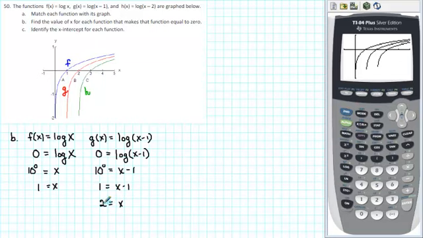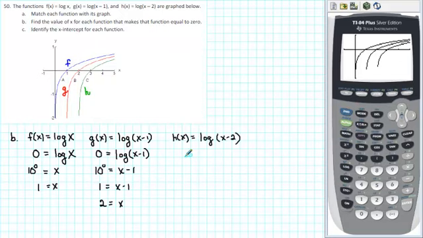Notice again that this value of x corresponds with the x-intercept. The graph of g crosses the x-axis at x equals 2, so x equals 2 is the value of x that makes that function equal to 0.